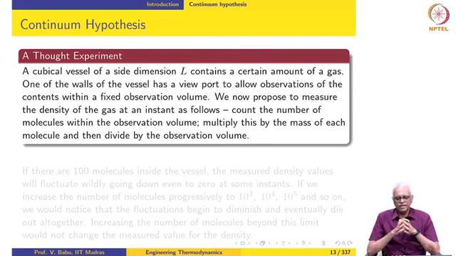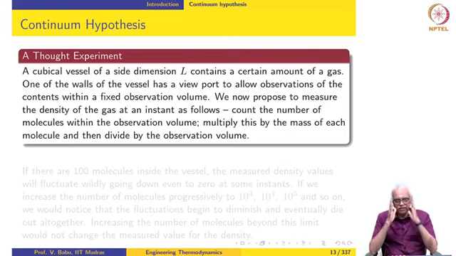Now, let us say that we propose to measure the density of the gas using the following methodology. We count the number of molecules within this observation volume at any instant in time. We know the mass of the molecule, and so we know the observation volume. So, we can then calculate the density as the total mass of the molecules divided by the observation volume. That is how we propose to evaluate the density of the gas at an instant.